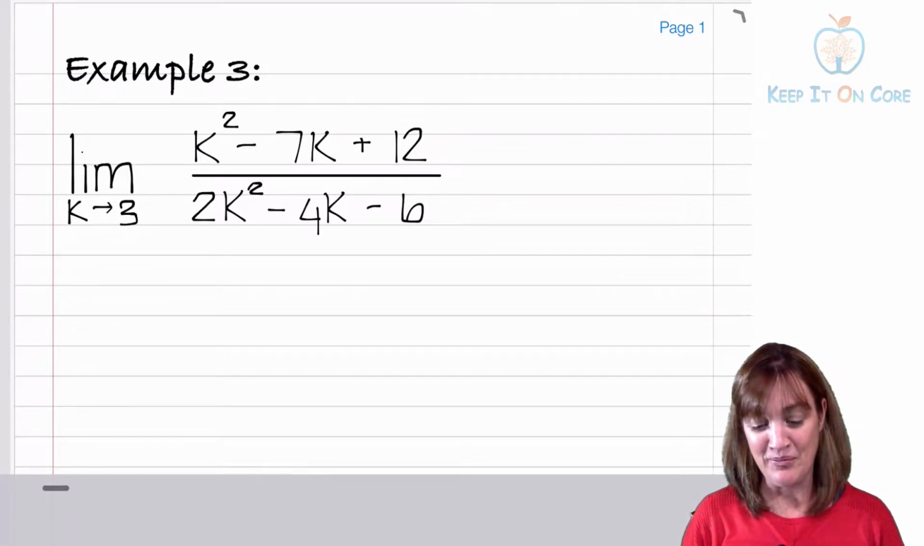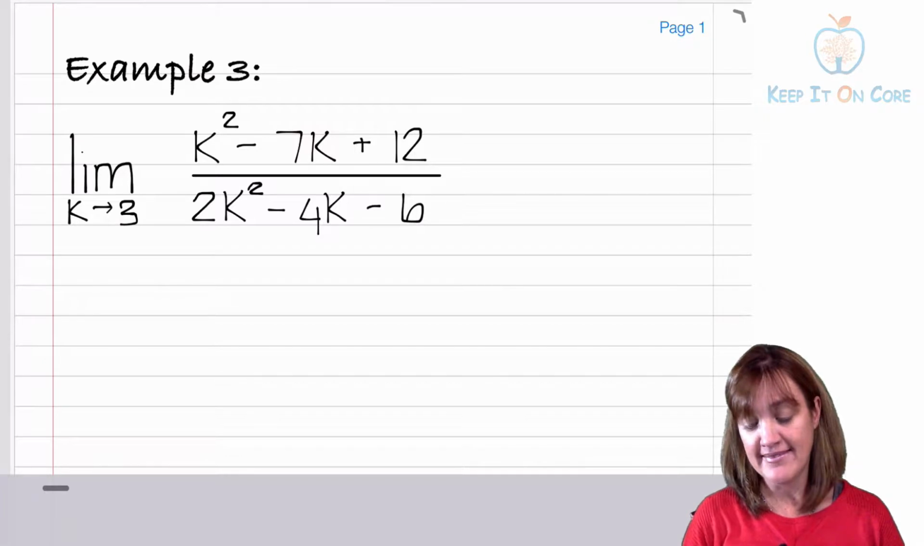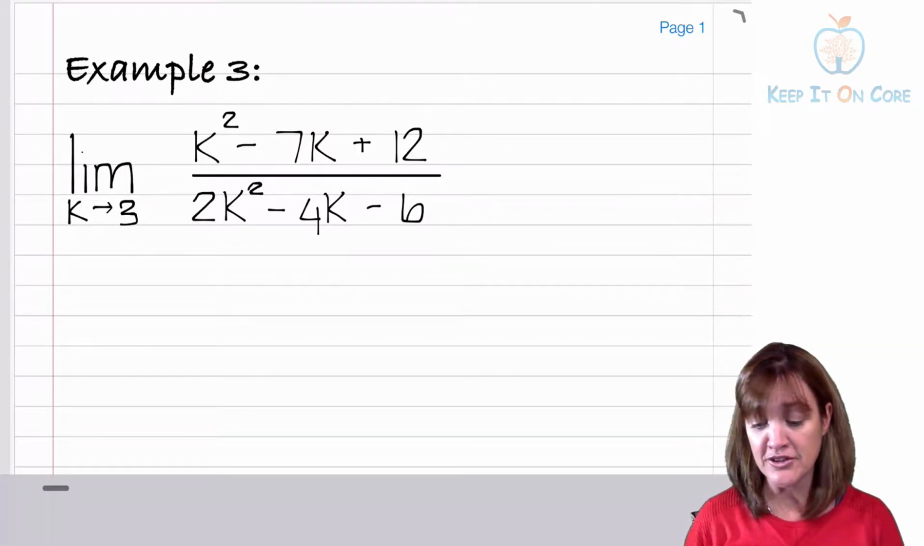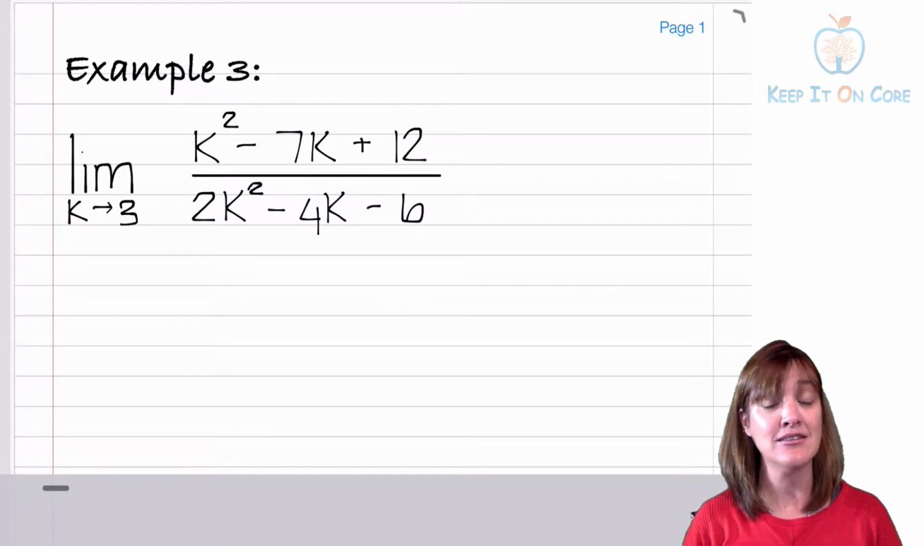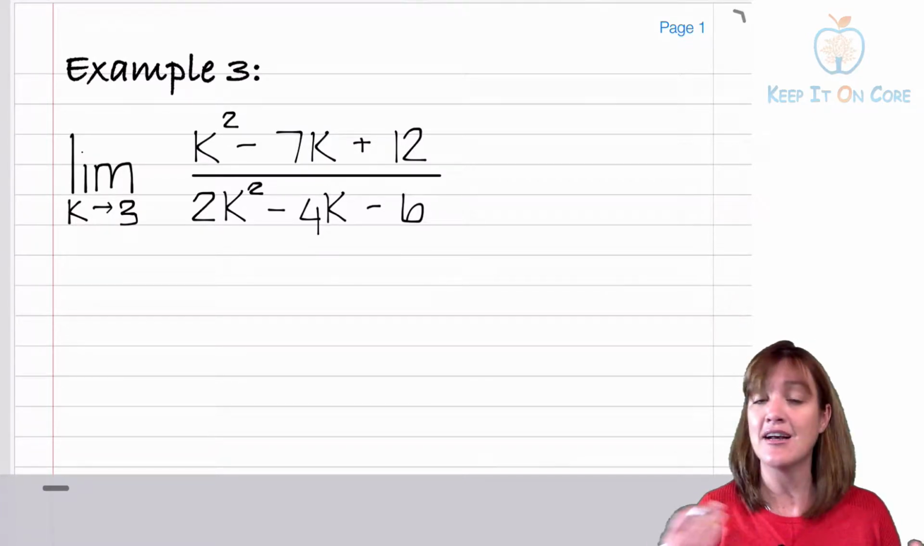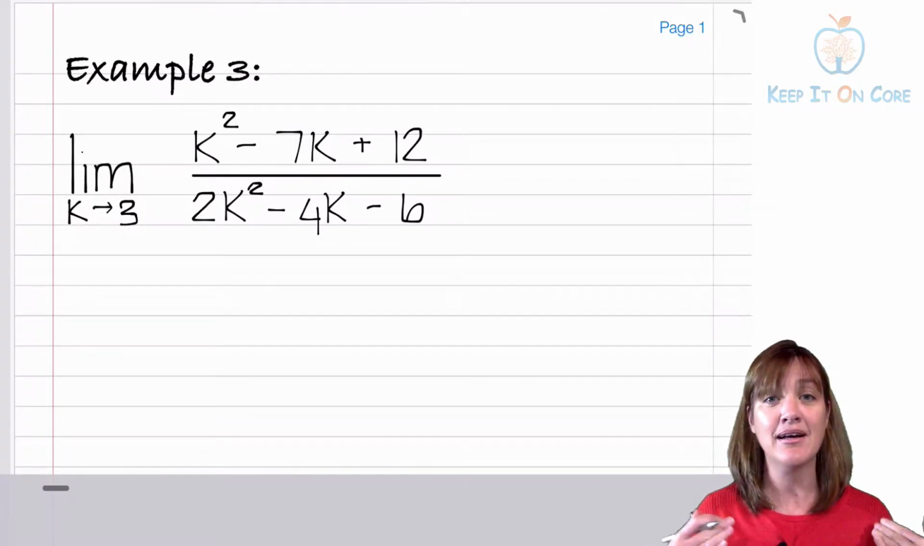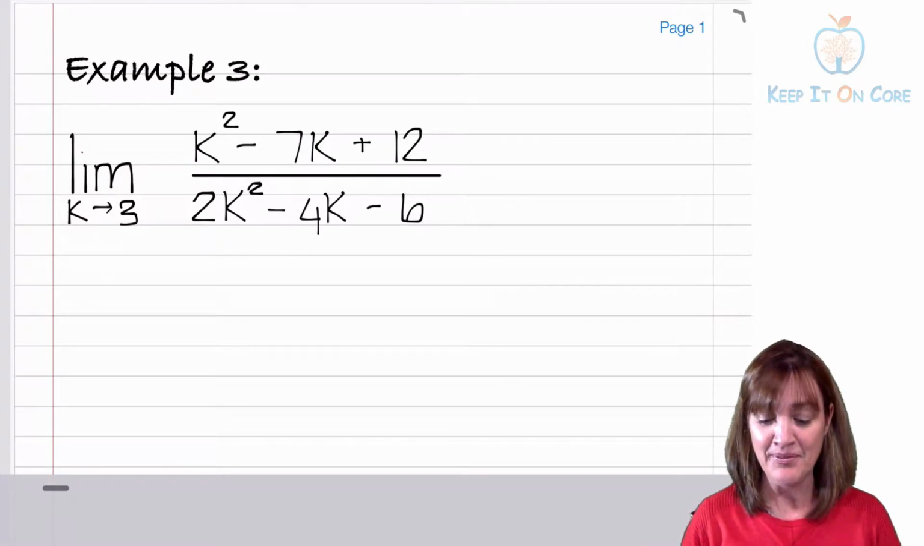Okay, next example. A little bit more interesting. We've got a function of k squared minus 7k plus 12 over 2k squared minus 4k minus 6. And we're trying to determine what is the limit of the function as k is tending towards 3. All right, k is now just the variable we're using, but exactly the same concept, okay?